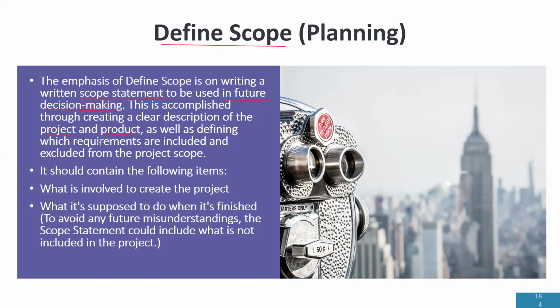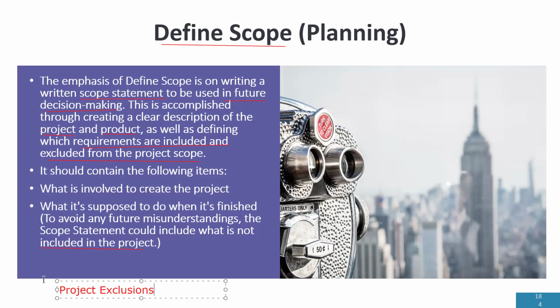It also will determine which requirements are included and excluded from the project scope. So this is where I say the major job of your scope statement is to tell you what is in scope and what is out of scope. And in order to avoid misunderstanding, the scope statement could include what is not in the project, and that is what we call project exclusions.